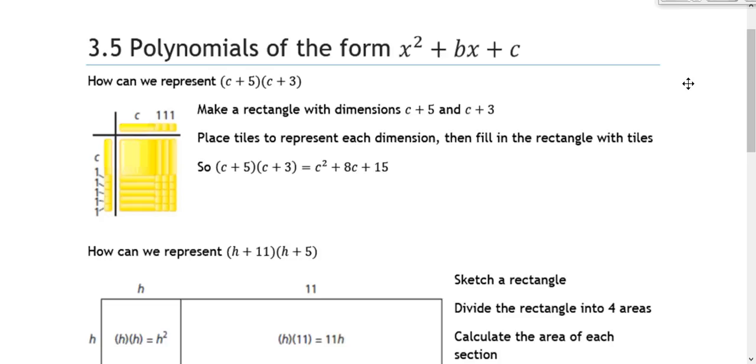Okay, this is 3.5, polynomials of the form x squared plus bx plus c. We also call these simple trinomials because there's no complication that comes along with the x squared. I'm going to show you 3 different ways to represent this. We have our algetiles, where we multiply by having the factors. So this is c plus 3, and this is c plus 5 in our algetiles. And then this area here is the final answer that we're looking for.